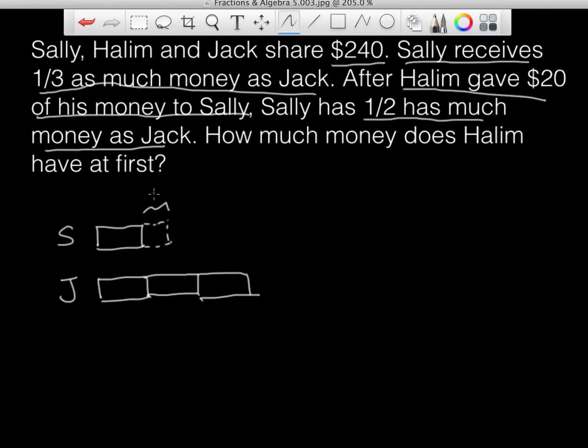And by the way, this is $20 given by Halim. But for models, we don't like units of different shapes. It makes life difficult. So if we have this half here, it will be wiser to split this as well. So now it's 3 equal parts. Likewise for all this, so that means Jack here has got 6 equal parts.